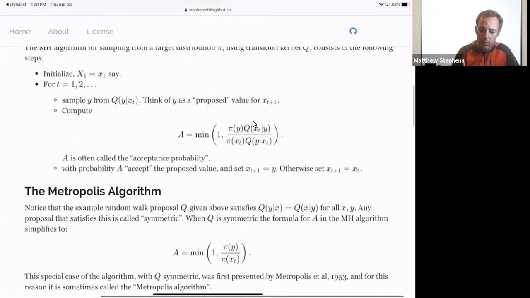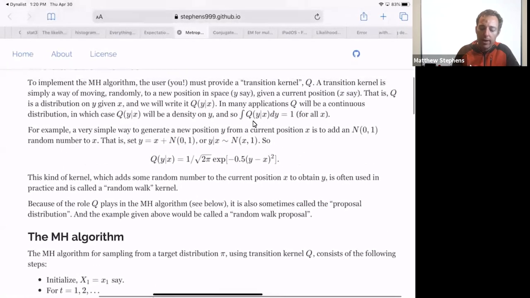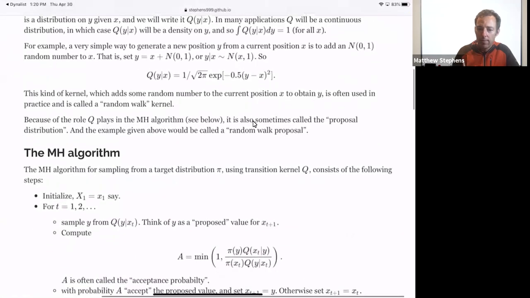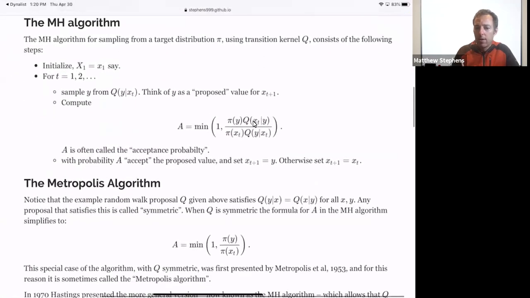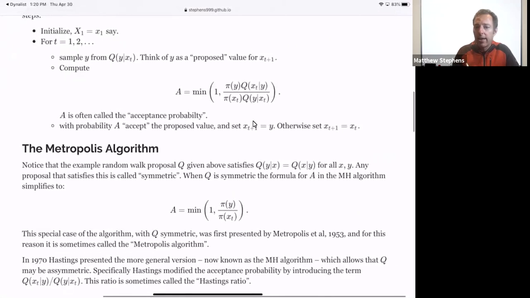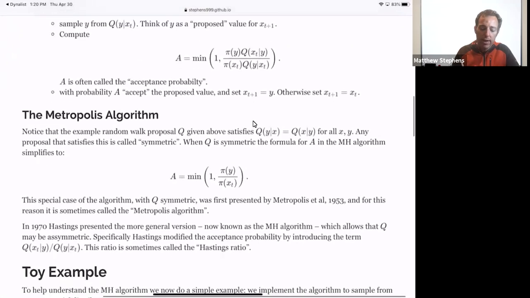Or you can just take a look at the mathematical form here and see that if you swap y and x, it doesn't change. So because of that, the ratio of the Q's in the acceptance probability for A cancel. Q of xt given y equals Q of y given xt, so those cancel, and the expression for A simplifies.